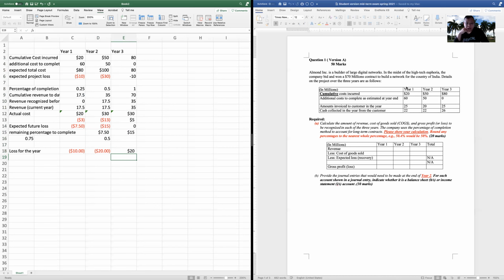So now if you add them up, the first year you recognize the $10 million loss. Second year you recognize the $20 million loss. In total, you recognize the $30 million loss. And in the last year, you recognize $20 million profit. So in total, you recognize $10 million loss, which is correct, right? Because your project price is 70, total actual cost is 80. So 70 minus 80 is $10 million loss. So all these three numbers add up to be $10 million together, right?